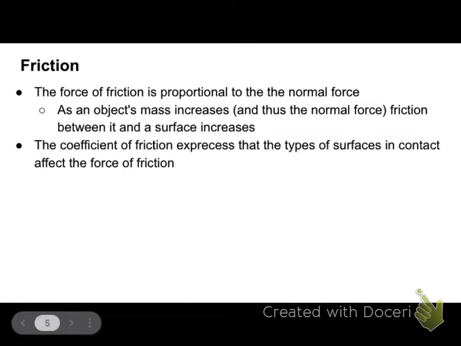Okay, so the coefficient of friction is a number that you will be given that expresses the types of surfaces in contact with each other and how they affect friction. So remember how I said that depending on if you have a rough or a smooth surface, you're going to have different forces of friction? Well, the coefficient of friction is a way to express that.